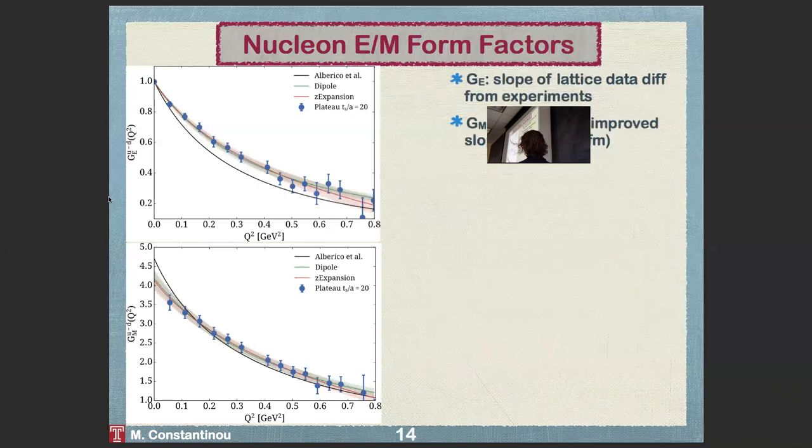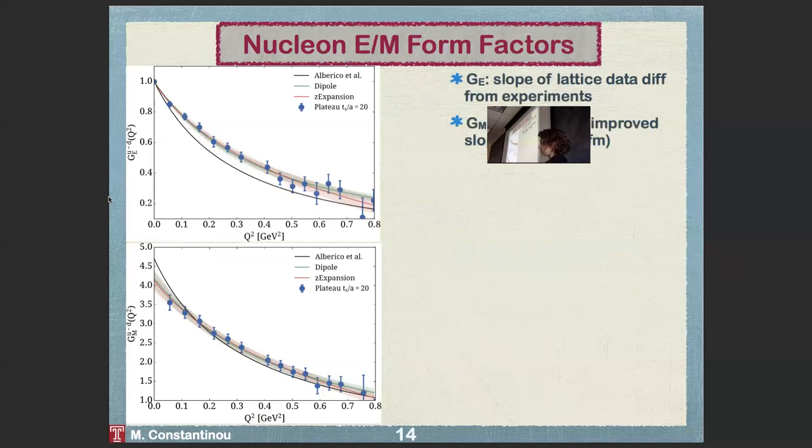Yes, yes. So the slope is problematic. The good thing is that the different techniques to perform the fit are consistent for this quantity. So the dipole, yes, is supported, but the Z expansion is also compatible, which we have been using for the axial form factor.